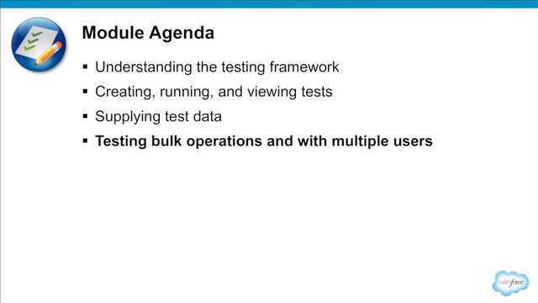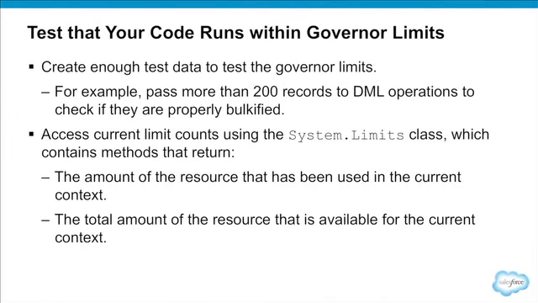All right, testing bulk operations with multiple users. As I said, you want to verify that your code is bulk ready, okay? So especially when you're working with triggers, you want to execute your triggers by working not with one record, but with up to 200 records, right? In that way, we're executing our trigger code with many records, not just one, and really, truly testing their capabilities.